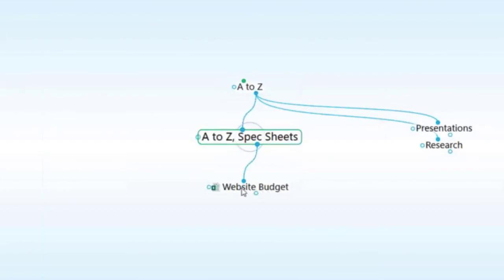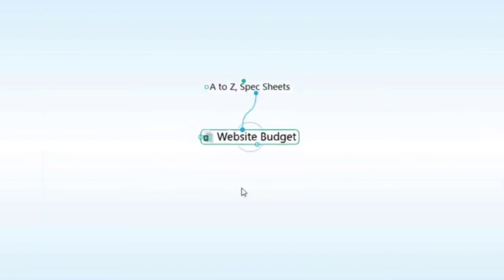That created a new child thought with the file name as the thought name and an internal attachment. I actually copied the website budget and brought a copy of that document internally into the brain. That's the default for dragging and dropping into the brain, is to make those copies. But of course, you can change that to best fit your environment.